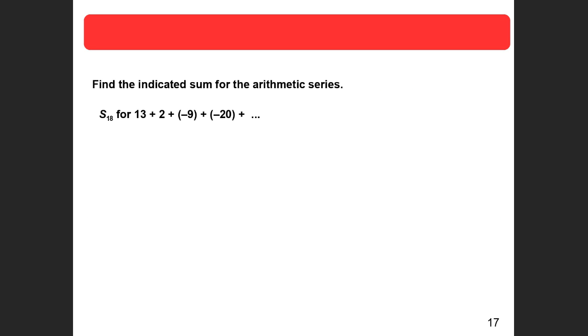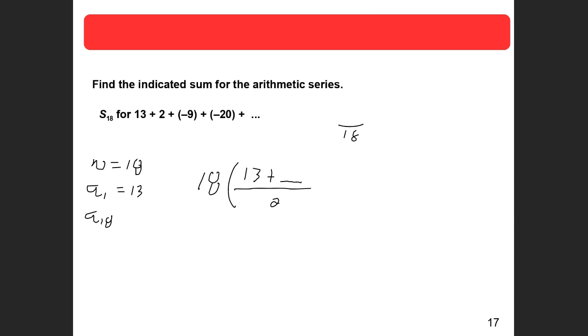So here it says find the indicated sum for the arithmetic series S of 18. Oh no, we don't know the last term. We don't know the 18th term here. Okay, so now it's going to take a little bit of work. I know n is equal to 18 here. I know a sub 1 is equal to 13. I don't know what a sub 18 is. So I can set up my formula: 18 times 13 plus, I don't know what that is, divided by 2.